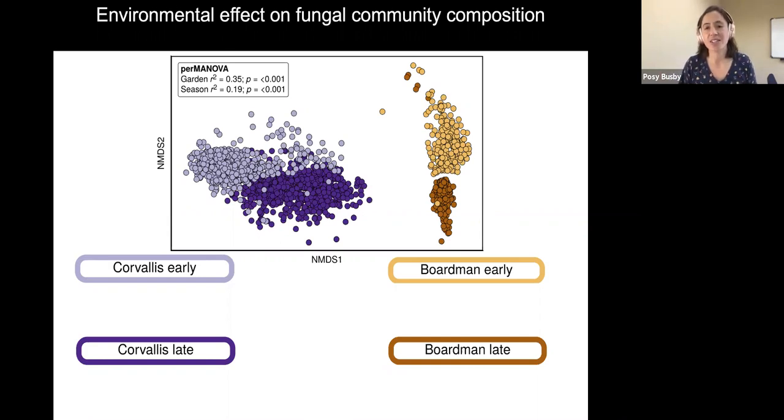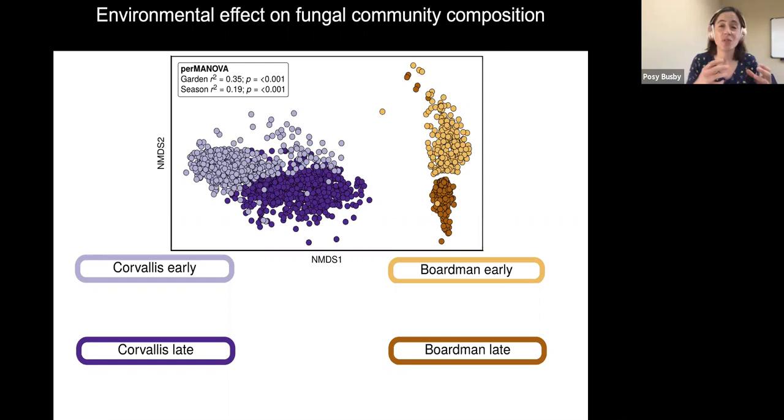So, what I'm showing you here is an ordination analysis where we compress the communities into 2 dimensions. Each data point in this ordination analysis represents the fungal community of an individual leaf. Data points closer together in space are more similar. Data points farther apart are more dissimilar. The purple colors are the fungal communities from Corvallis, and the orange are from Boardman. I should also say the lighter colors are early season, the darker colors are late season.